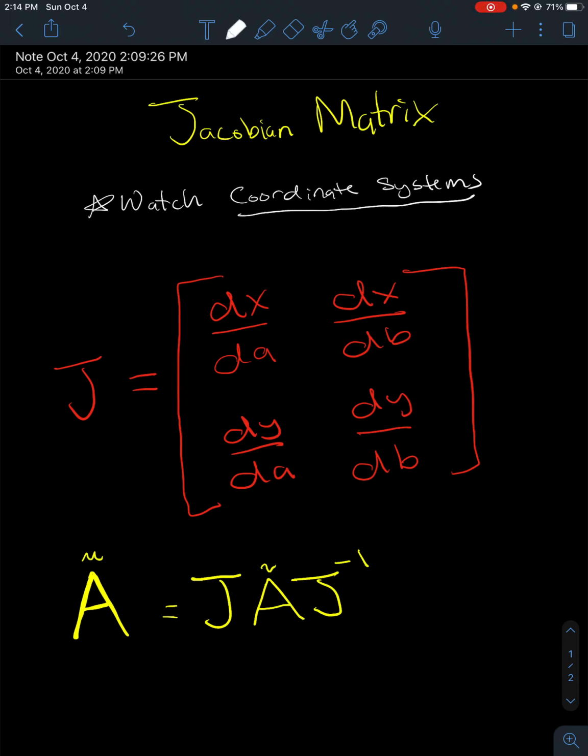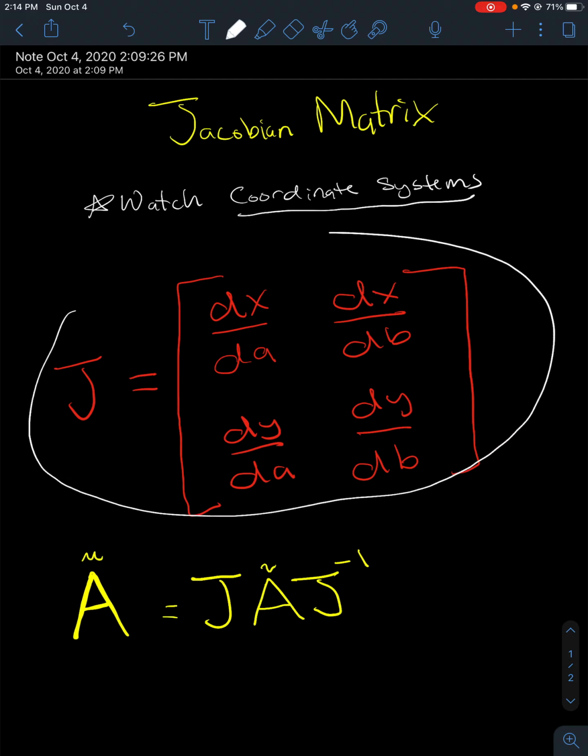Hey guys, here we will be talking about the Jacobian Matrix. Before you watch this video, make sure that you've gone over coordinate systems. You can watch my last video to go over that. So here I've drawn the Jacobian Matrix, and here I've drawn a little expression or a little equation. You might not know what any of that means. In this video, you're gonna understand what that actually means.